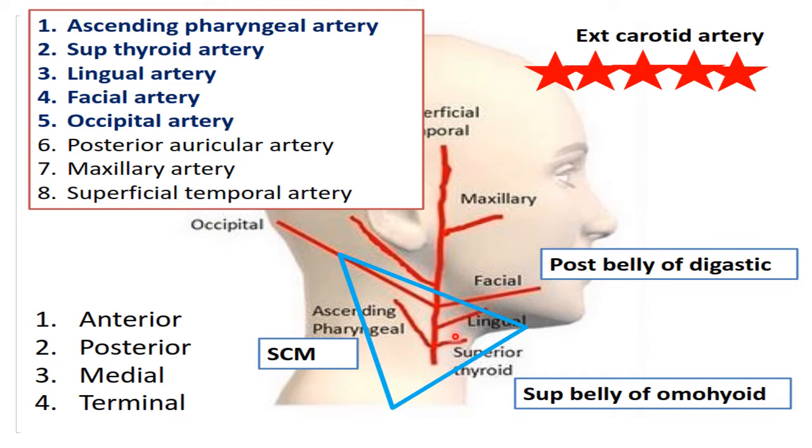So three branches are arising from anterior, two branches are arising from the posterior. The posterior branches which are arising from the posterior aspect of external carotid artery: one is occipital artery above, and below that is ascending pharyngeal artery. So that's how we can remember the five branches of external carotid artery which are present in this carotid triangle.